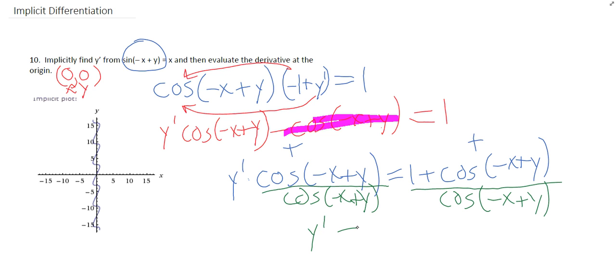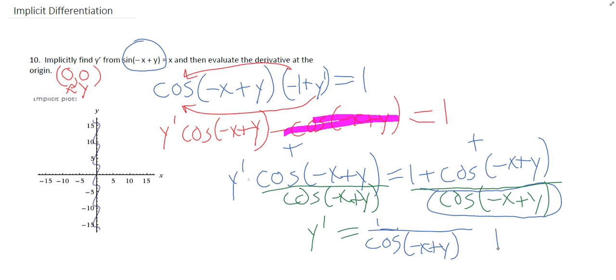So we have y prime is equal to, well, notice that we have a single term in the denominator, so we could rewrite this as 1 over cosine of negative x plus y. And then we notice something interesting, that these two terms are exactly the same, so this would just be plus 1.